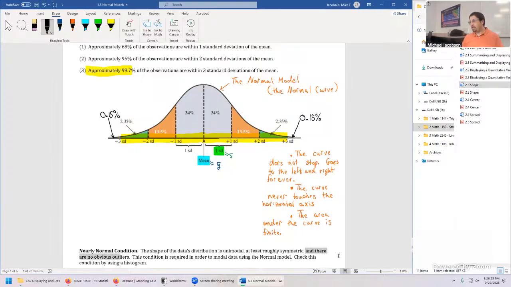And there are no obvious outliers. So outliers are going to throw all of this off. This condition is required in order to model the data using the normal model. So in short, we can fit this normal curve on top of our data as long as it's not too skewed, as long as there's not influential outliers messing up the symmetric shape you'd see. We'll try that out on a couple problems just to get a feel for when we can use a normal model. That's just as important as knowing how to use it in the first place.